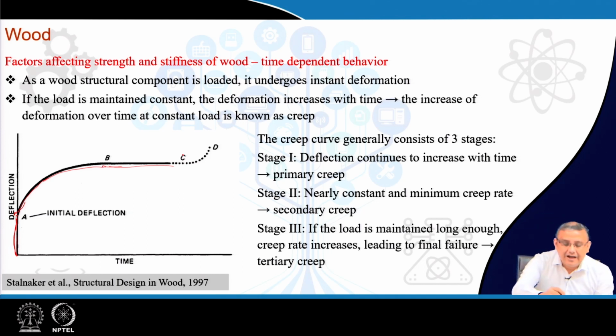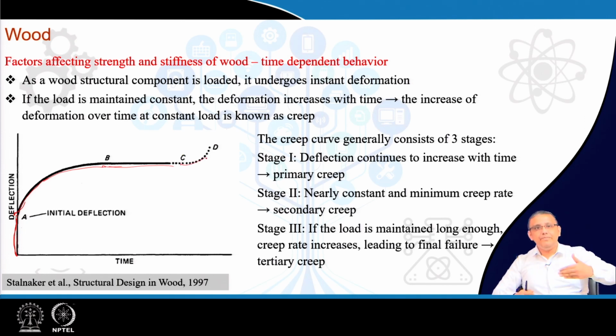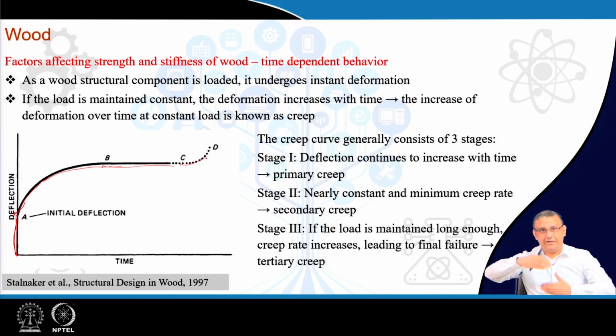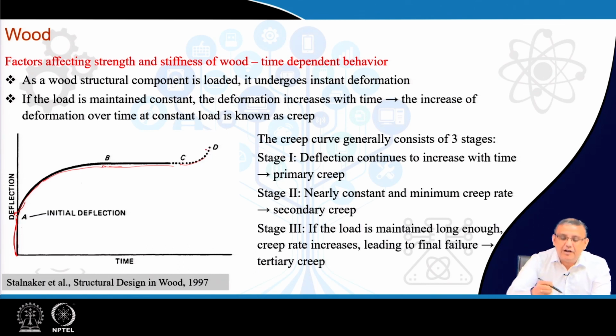And finally, starting from point C to D, after a certain amount of time, the deformation accelerates, and we have a very increasing rate of deformation until the final failure. This region, where we have this increased rate of deformation, is called the tertiary creep or the final creep region, which culminates in the failure of the material at point D.